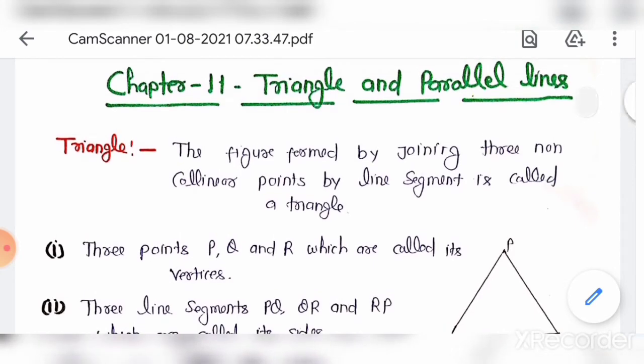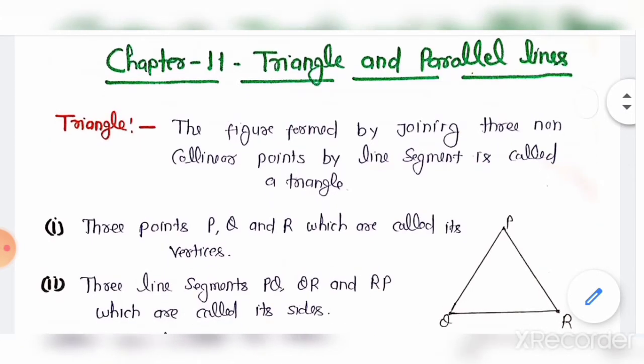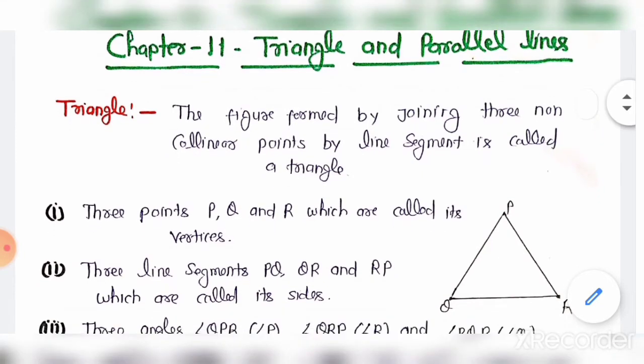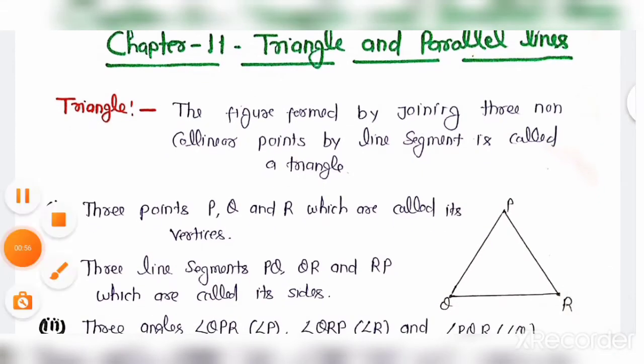Triangle and the types of a triangle, many things are related to the chapter triangle and parallel lines, because many questions are based on the triangle and the parallel lines. If two parallel lines intersect a third line, it forms a transversal and many angles are formed. So in this chapter we will discuss that. First, let us discuss the triangle.